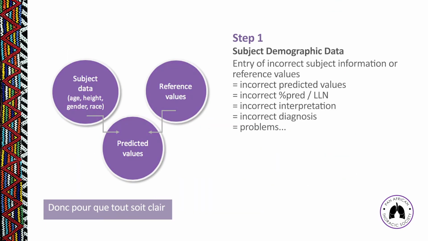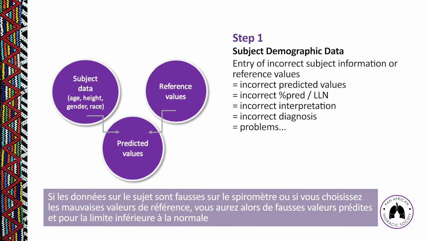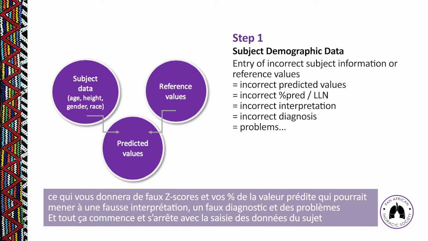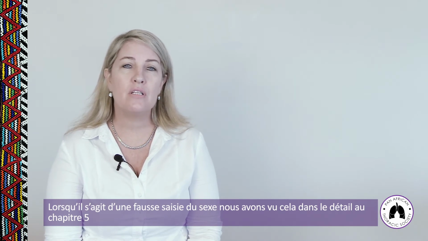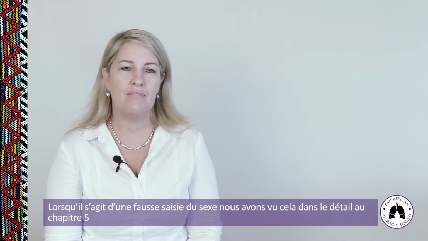So, just to re-clarify, if the entry of the subject is incorrect on the spirometer, or you choose the wrong reference values, what will happen is you'll have the incorrect predicted values and lower levels of normal. So that will then lead to incorrect Z-scores and percentages of predicted, which could lead to an incorrect interpretation, an incorrect diagnosis, and problems. So all of this begins and ends with entering the subject details. When it comes to the effect of entering the gender incorrectly, we have looked at this in quite a lot of detail in chapter 5.